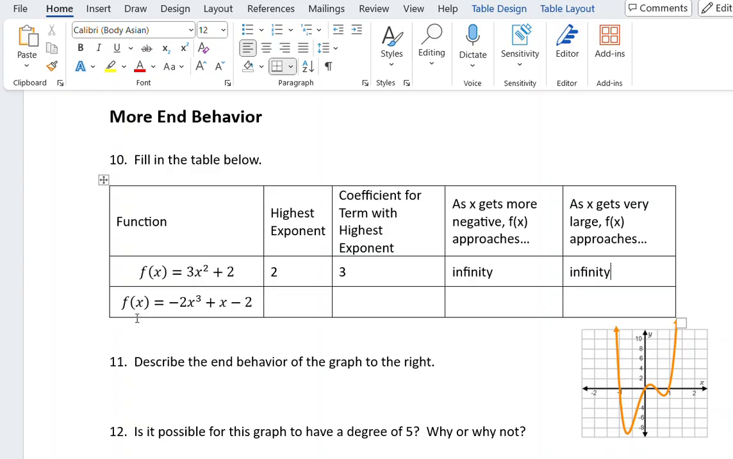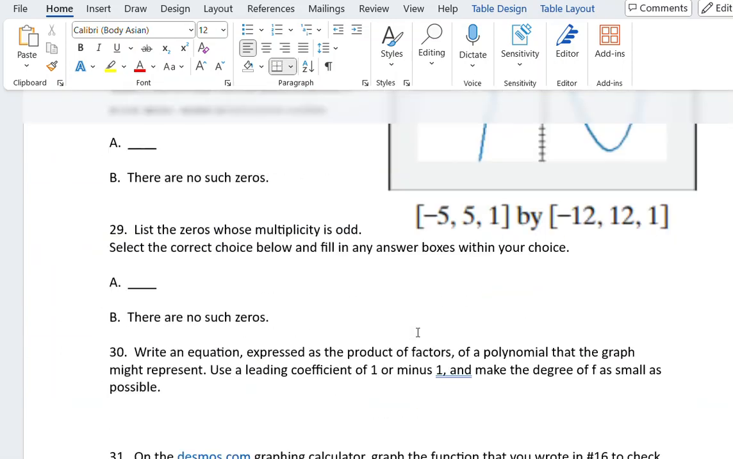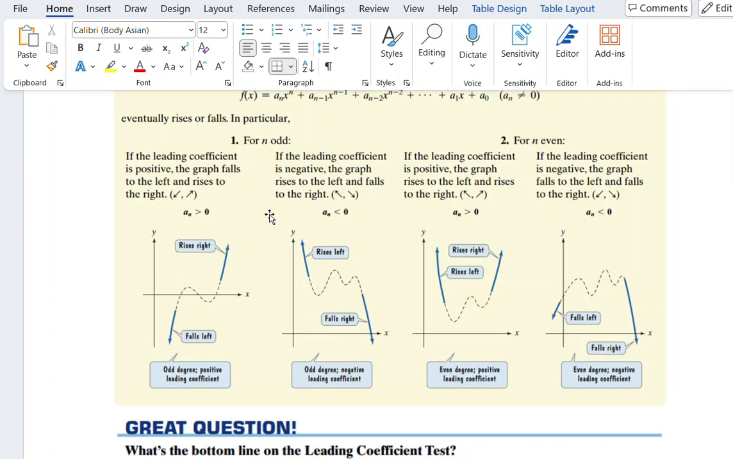The second problem is f of x equals negative 2x to the third plus x minus 2. So my highest exponent is 3. The coefficient for the term with the highest exponent is negative 2. So my degree is odd, and my leading coefficient is negative. That's going to be this case. So it's going to rise on the left and fall on the right. Or as x gets more and more negative, it's going to go to positive infinity. As x gets larger and larger, it's going to go to negative infinity.